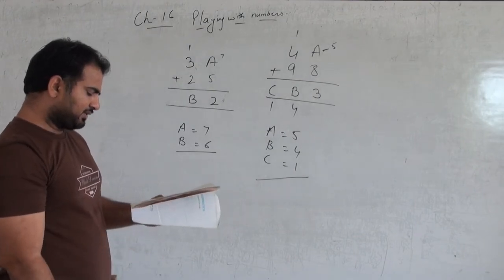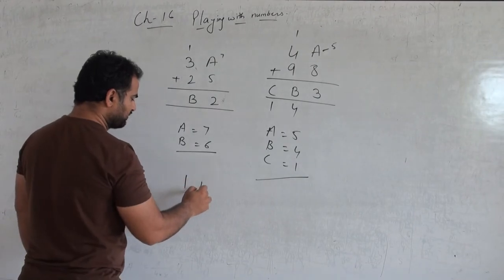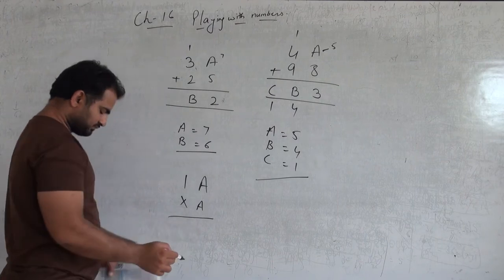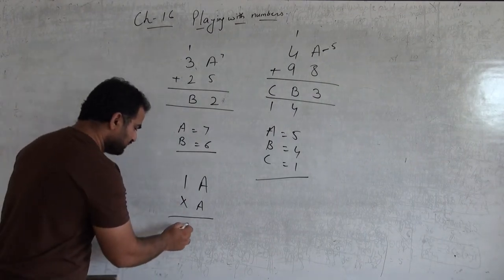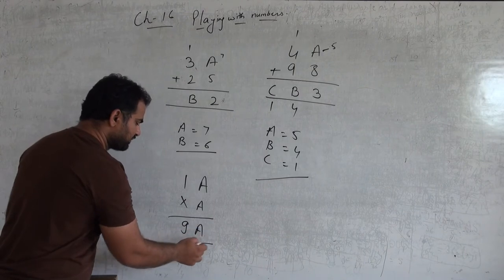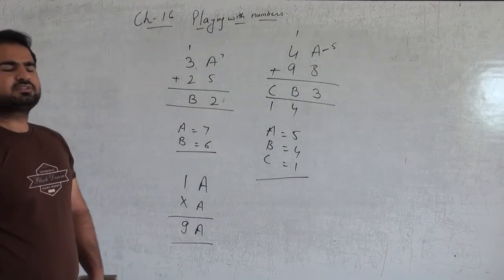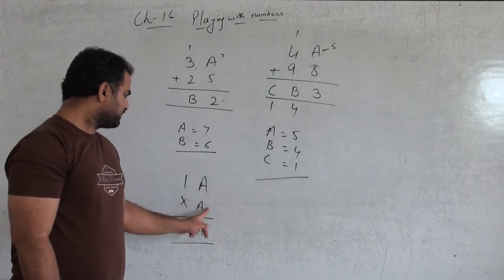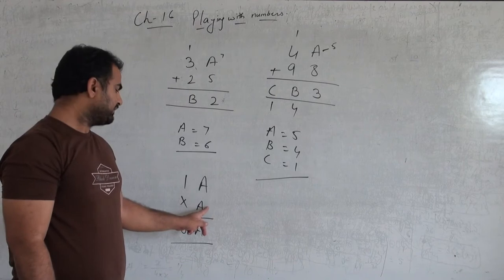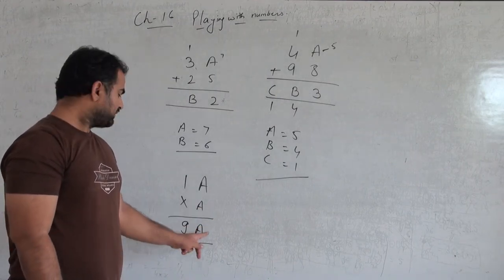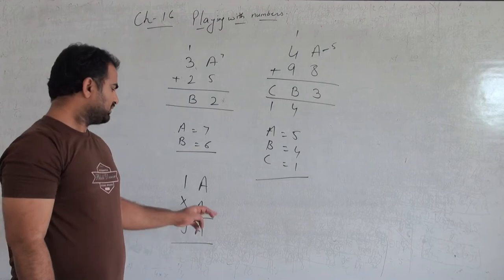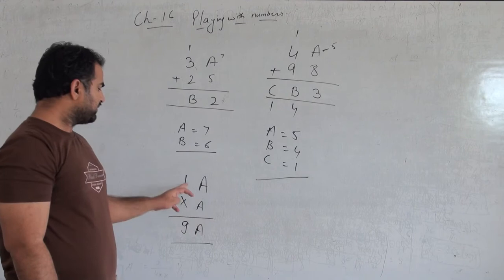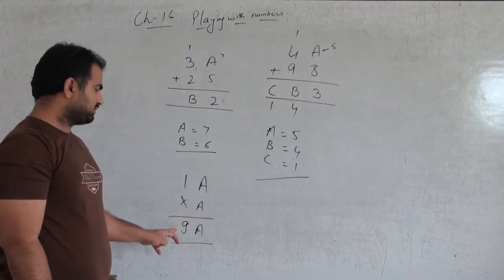1A multiplied by A gives 9A. So what we have to do is check out the numbers, to see which digit should be multiplied with itself so that the answer will be A. So 1 into 1 equals 1, but if 1 is there, then 1 into 1 will also be equal to 1. So it is not.